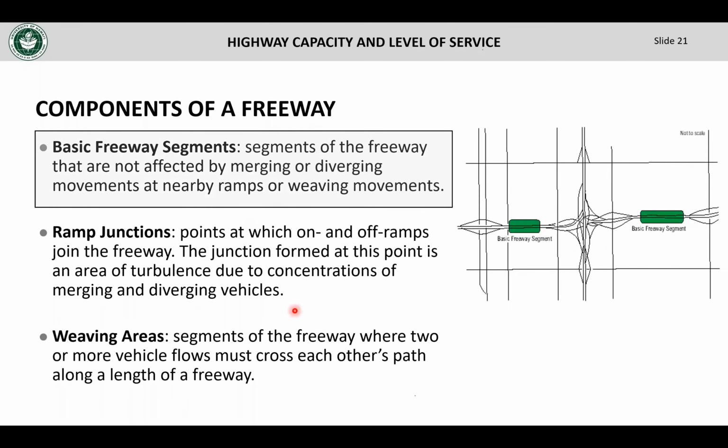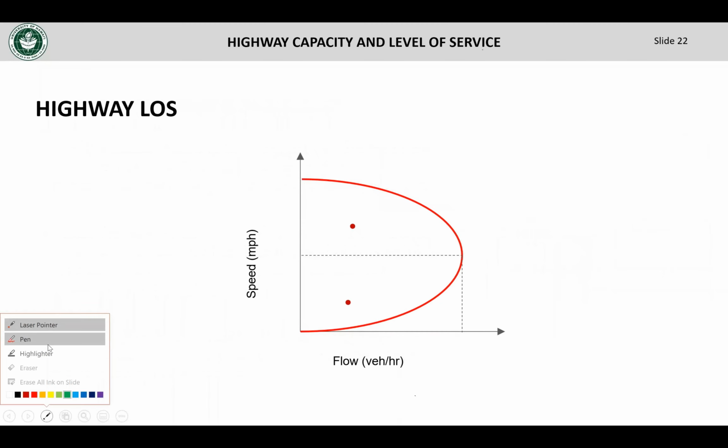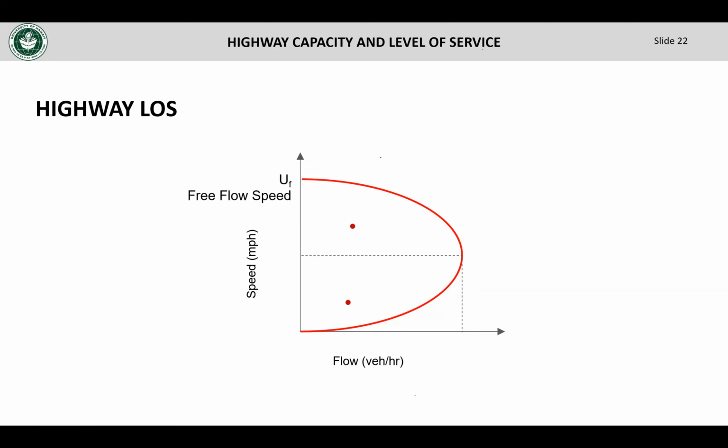As I mentioned before, of the three types of elements we have for freeways, we're going to concentrate on these, which are the basic freeway segments. What we're looking for in capacity analysis is nothing more than a simple application of some of the things we have learned for traffic flow analysis. So basically we have the flow-speed relationship with speed on the vertical axis and flow on the horizontal axis. As we discussed before, we have an uncongested regime, which is the top part here.